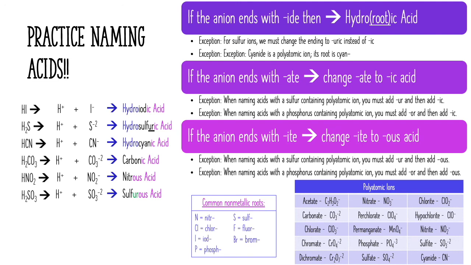And then this last one right here, I have it broken down into hydrogen and SO3 2-. Let's find that over here. This is sulfite. And so this one right here ends with ITE, so I'm going to use my last set of rules. And this one does contain sulfur, so I want to make sure that I add that UR and then select the correct ending, which would be the ending for ITE here. So UROUS. So this would be sulfurous acid.